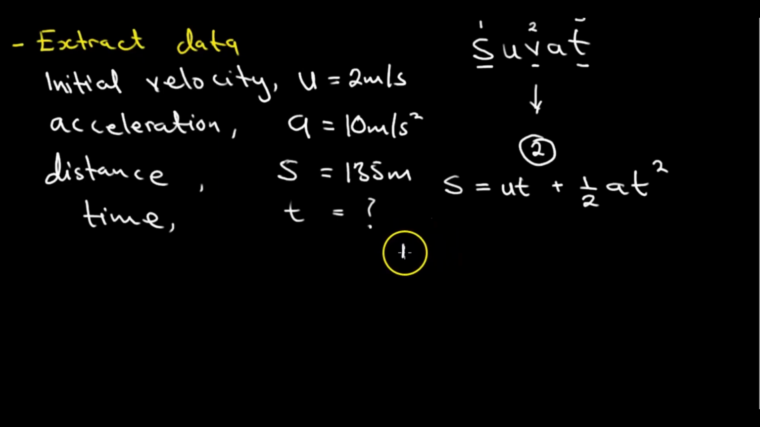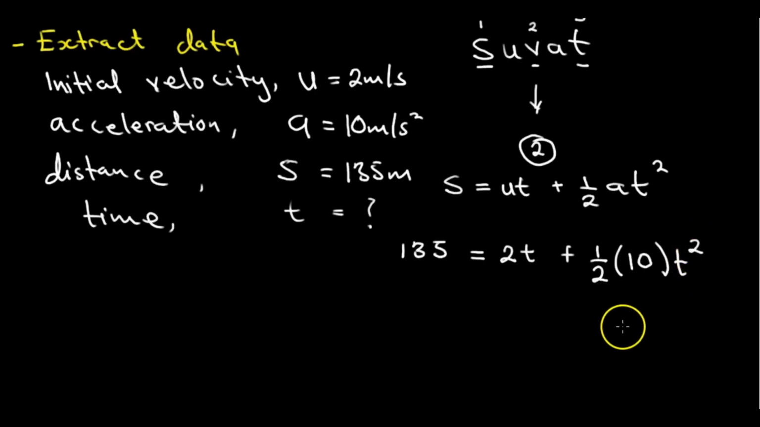So I have 135 meters equals U, which is 2, and T is unknown, plus half A, acceleration is 10 meters per second squared, and then T is unknown. So let's simplify. So I have 135 equals 2T plus 5T squared.